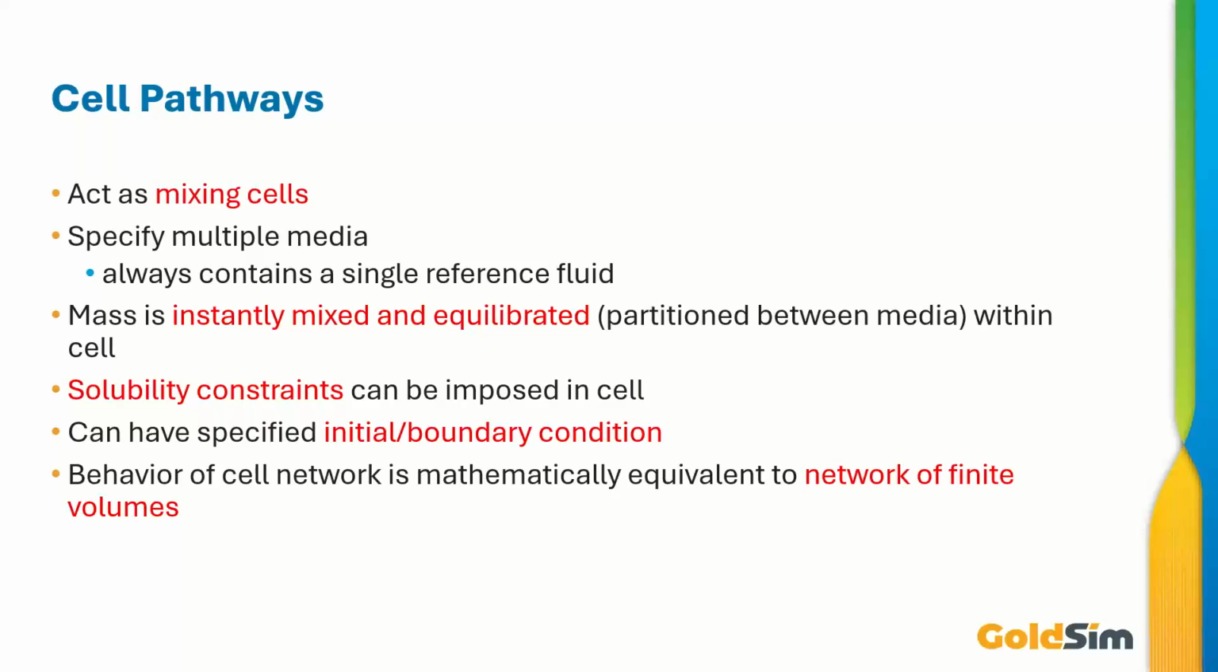So you could have, let's say, water in a solid, and if you had a partition coefficient between the water and the solid, any mass that you put into that mixing cell would instantaneously partition between the water and the solid. It's an instantaneous mixing and equilibration. So that's what a mixing cell is.